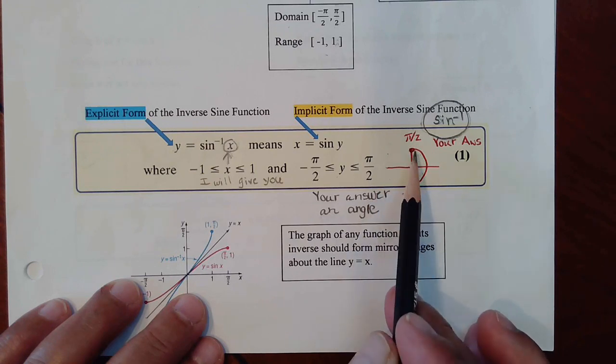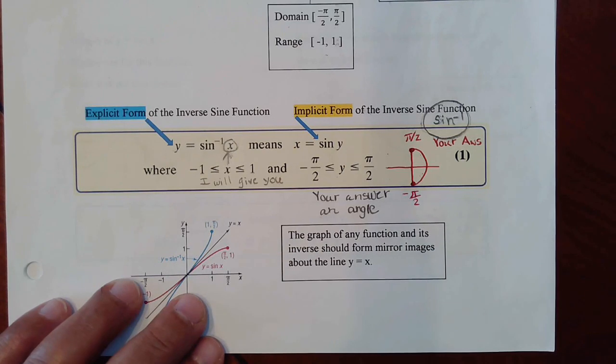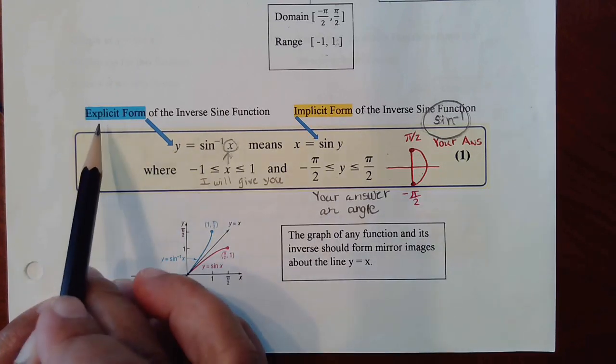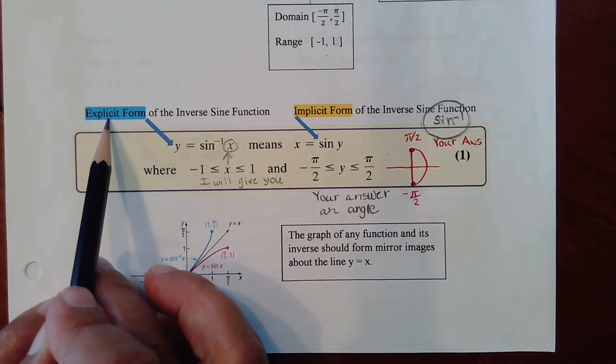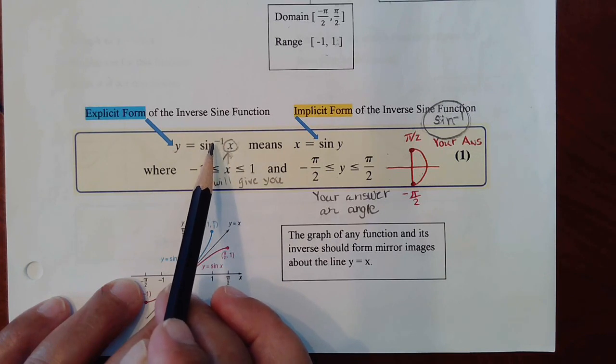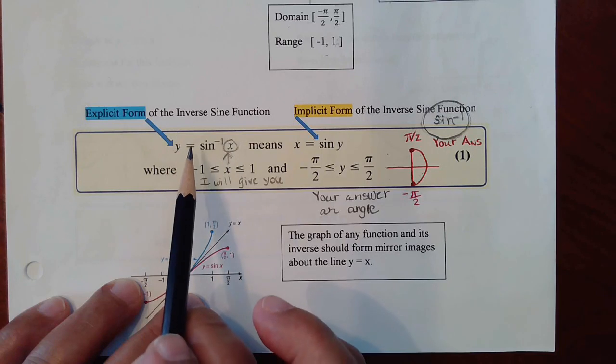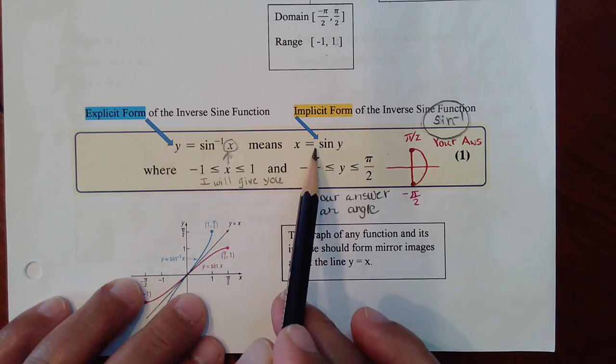You're only allowed to travel from here to here or from here to here. Don't even come over here when you do your drawing, and don't spin through those quadrants. So those are the restrictions. Some vocabulary for you: this is called the explicit form when you can see the inverse symbol. And this is called the implicit form when you rewrite this without the inverse symbol.